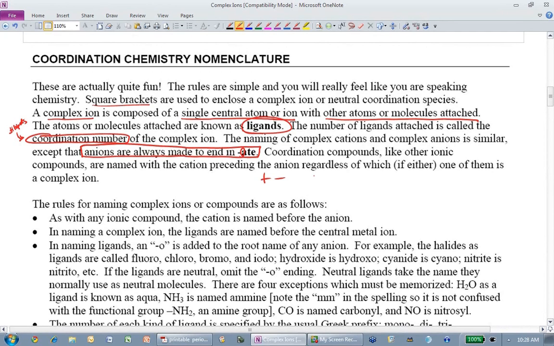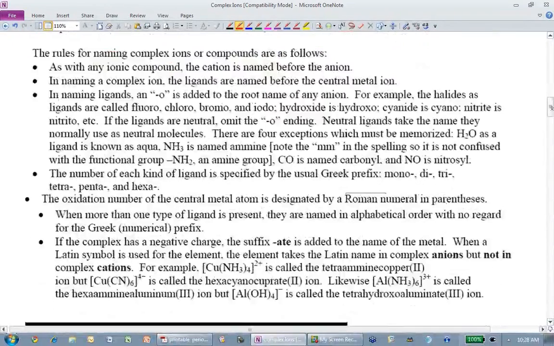And then here come the rules. There aren't too many. Aren't you glad? And you already know half of them anyway. So the rules for the naming of these compounds are as follows. As with any ionic compound, the cation comes before the anion. Check. You already knew that. In naming a complex ion, the ligands are named before the central metal ion. So metal last.